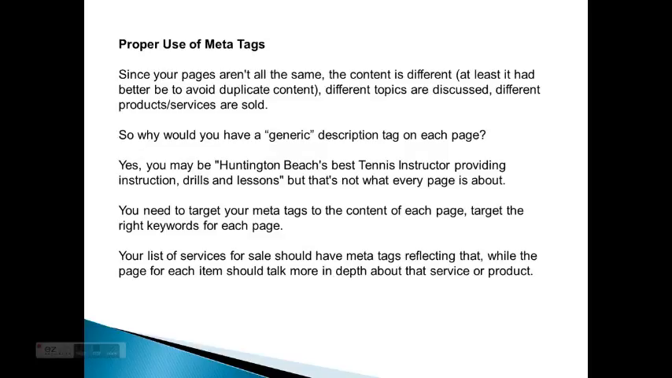Then there's proper use of meta tags. Since your pages aren't all the same, the content is different, or at least it had better be, to avoid duplicate content. Different topics are discussed, different products and services are sold. So why would you have a generic description tag on each page? Yes, you may be Huntington Beach's best tennis instructor providing instruction, drills, and lessons, but that's not what every page is about. You need to target your meta tags to the content of each page and target the right keywords for each page. Your list of services for sale should have meta tags reflecting that, while the page for each item should talk more in depth about that service or product.